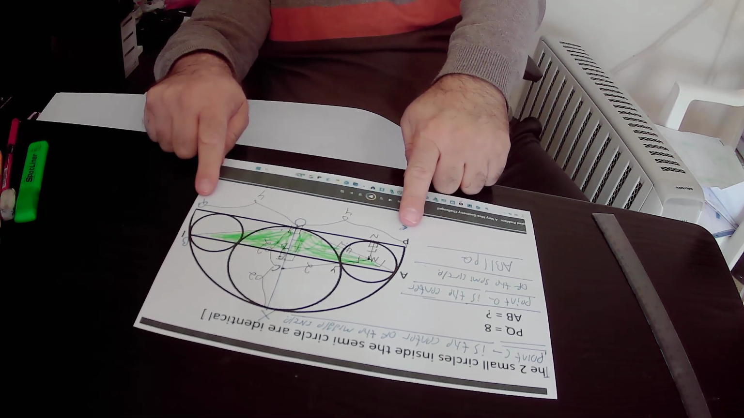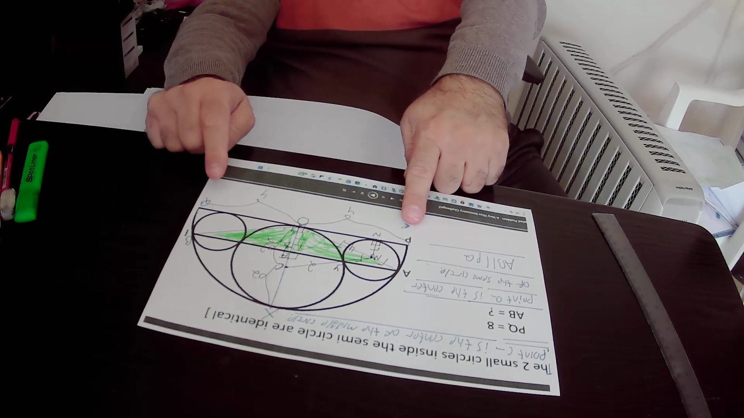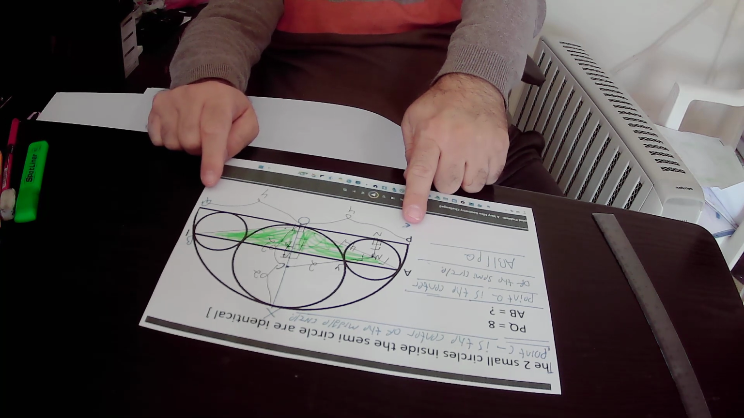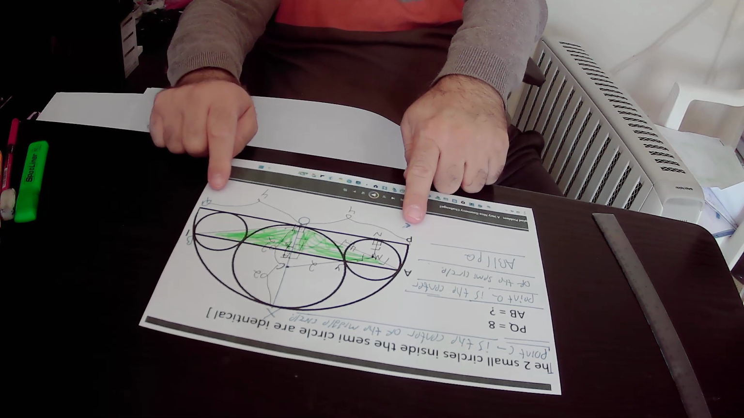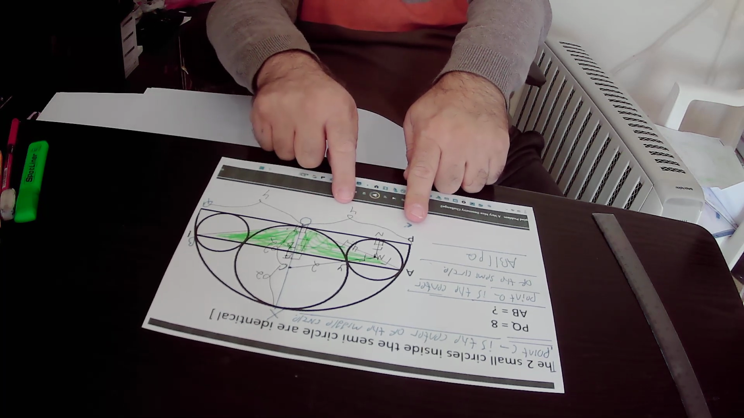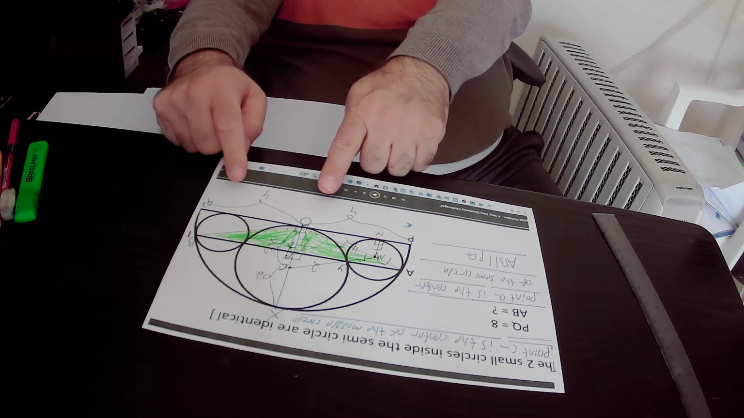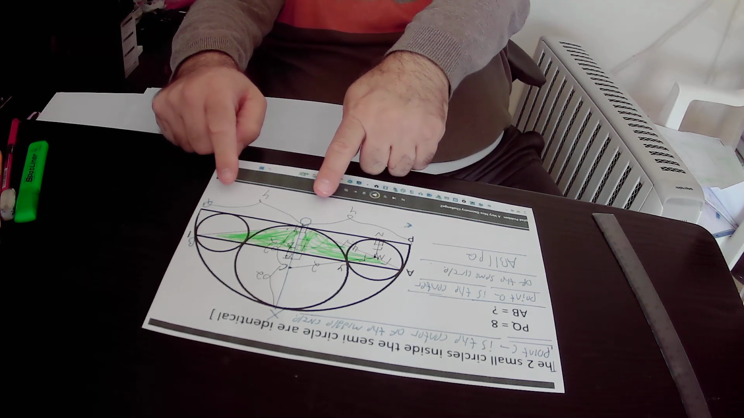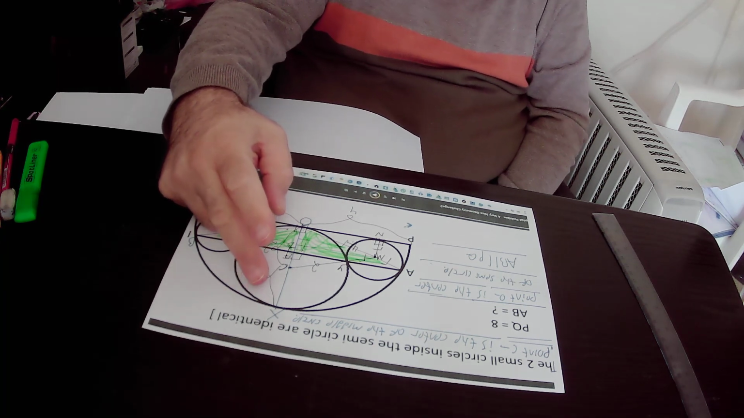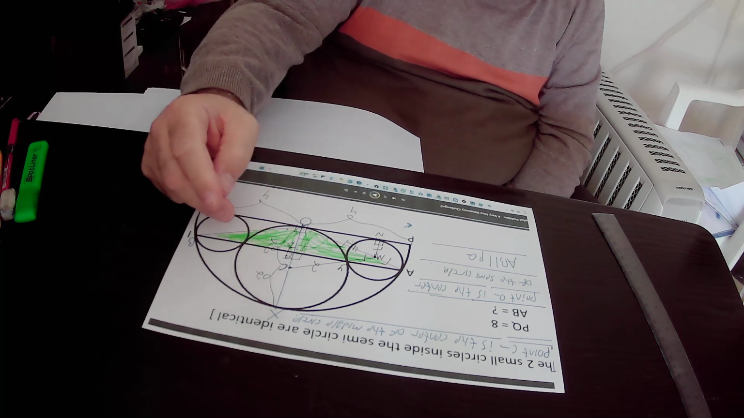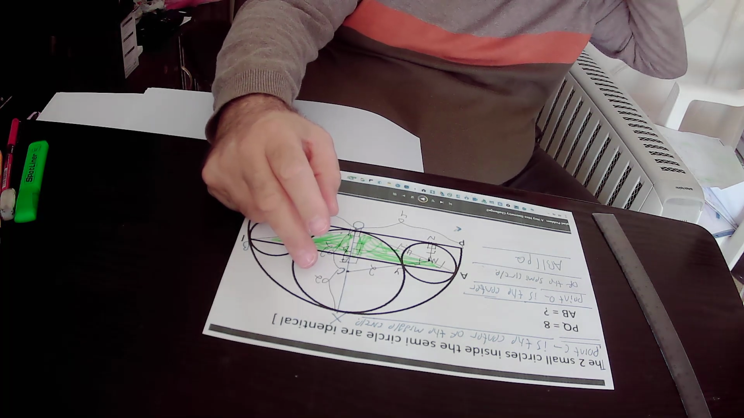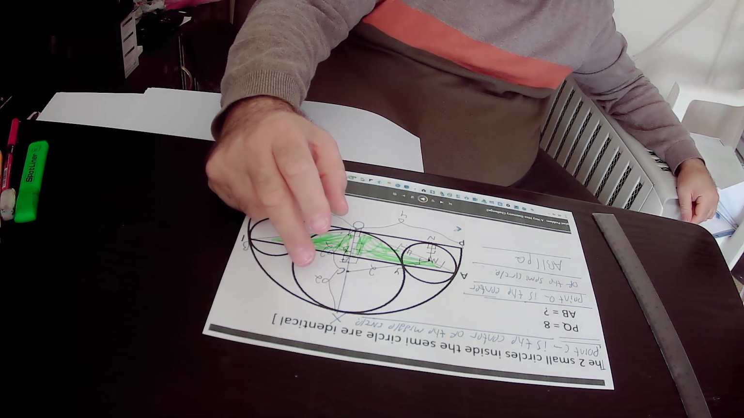PQ is the diameter of the semicircle, and the diameter is twice as large as the radius. So if the diameter equals 8 units, then the radius must be equal to 4 units. So the radius of the semicircle, PO, equals 4 units, and the radius OQ equals 4 units, and OX, that is also the radius of the semicircle, equals 4 units.